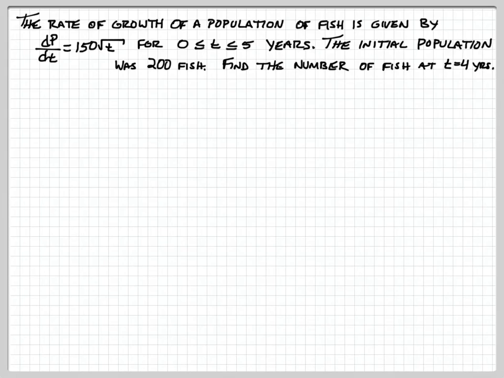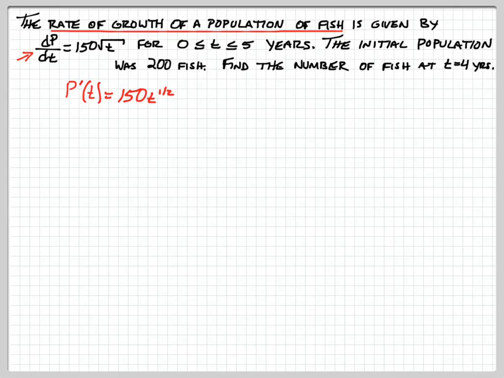Okay, so we've got a couple clues in this problem. The first is the rate of growth of the population of fish. Remember, anytime you're talking about a rate of change, instantaneous rate of change, that's talking about a derivative. We also have this obvious clue, dp over dt, also indicating that we're talking about a derivative. So this equation is giving us the derivative function p prime of t, and that's 150t to the 1/2 power.